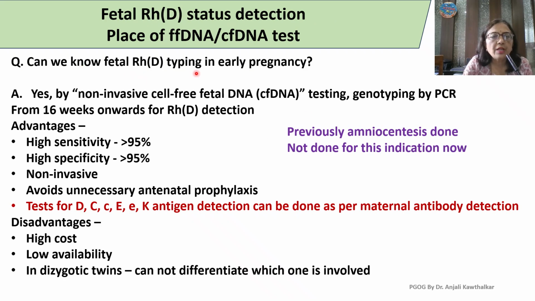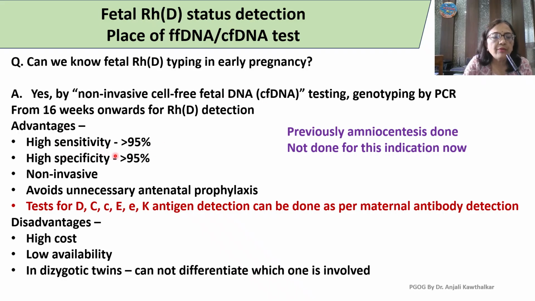Can we know fetal RHD typing in early pregnancy? If this question is asked, your answer should be yes, by non-invasive cell-free fetal DNA. It is written as cfDNA or ffDNA. Some of the textbooks use the short form ff, that is fetal free DNA, or cf, cell-free DNA testing. Genotyping by PCR is done. It can be done from 16 weeks onwards for RHD detection, and from 20 weeks onwards for anti-K antibody detection. I'm sorry, it detects the antigen, because we are doing it on the fetal DNA.